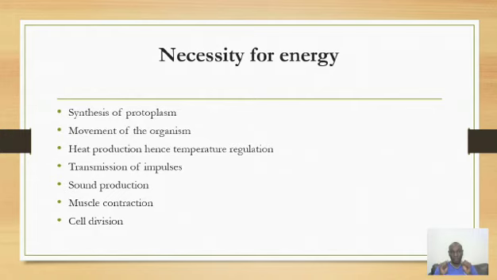Contraction of muscles brings about movement. They require ATP, adenosine triphosphate, which is a form in which energy is stored within the body. So muscle contraction to bring about movement also requires energy. We also have cell division.